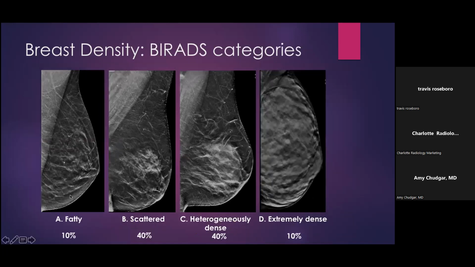So 10% of women fall in the fatty category, and 10% fall in the extremely dense category. The majority of women, 80%, are going to fall into these mid-range categories, so either scattered or heterogeneously dense. Women are considered to have dense breast tissue if they have either heterogeneously dense or extremely dense breast tissue. So you can see that 50% of the population is considered dense.